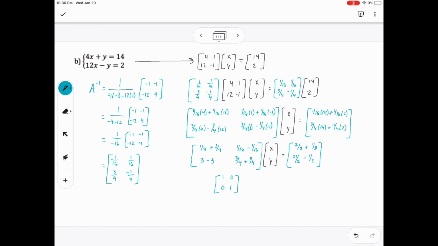So now I'm able to get the identity matrix on the left, and then I get my solutions on the right, which will be 1 for x and 10 for y.